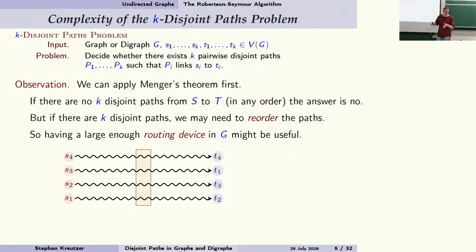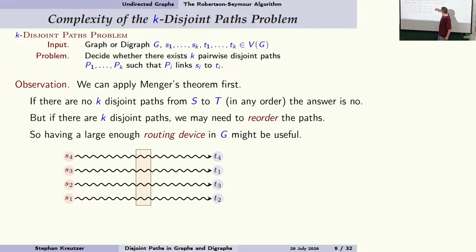And obviously, if the outcome is no, we don't even have any k paths from left to right, then obviously we also don't have k paths in the correct order, right? So the answer is no right away. And this we can decide in polynomial time. Or what if the answer is yes? So Menger will give us k paths, but they're not connecting the right terminal pairs.